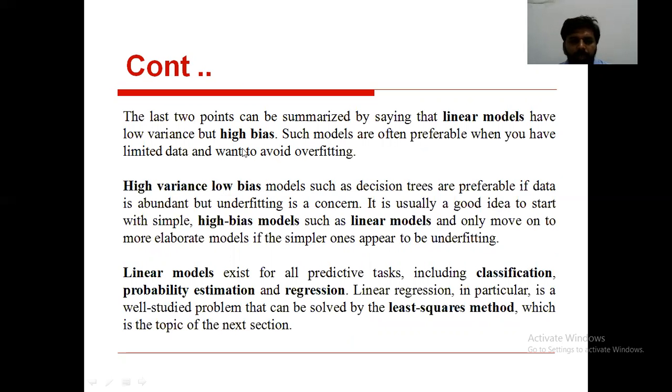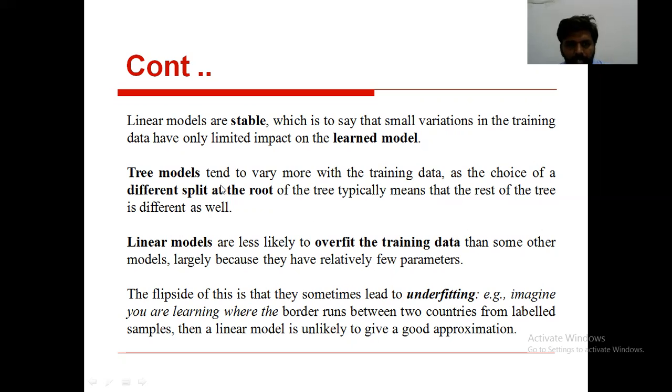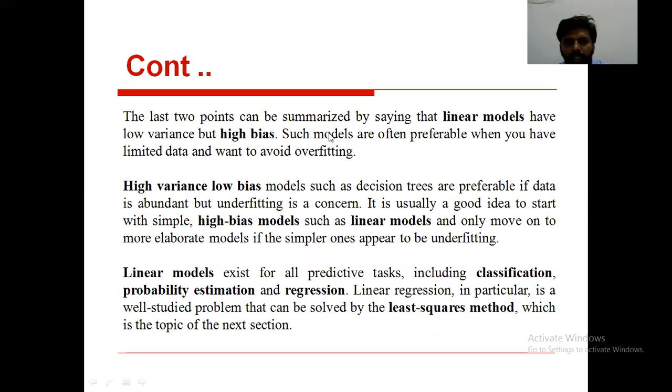Next, observe this point. This is a very important point. This is what high bias means. The last two points, whatever we discussed here, overfitting and splitting rule, these problems are summarized by saying that linear models have low variance. There is less overfitting, which means less variance, low variance, but it will give high bias. Such models are often preferable when you have limited data and want to avoid overfitting.